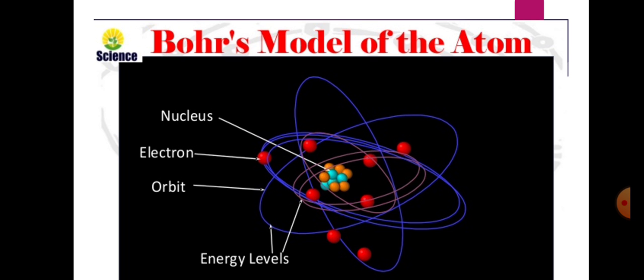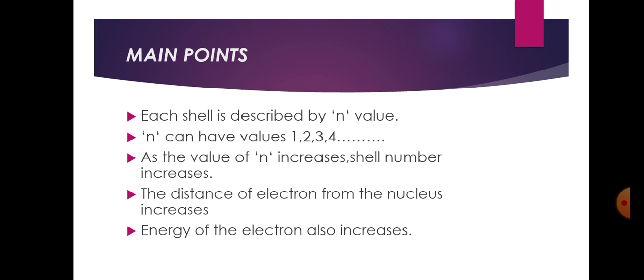You can see on your screen the Bohr model of the atom. In the center, the nucleus is present, and the nucleus consists of protons and neutrons, and electrons revolve around it in a fixed circular path, and this fixed circular path is known as an orbit or the energy level. Now the main points about the shell, orbit, or energy level.